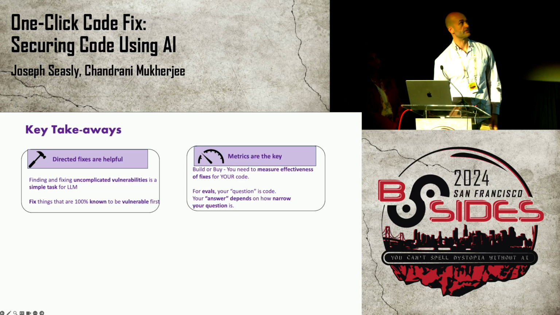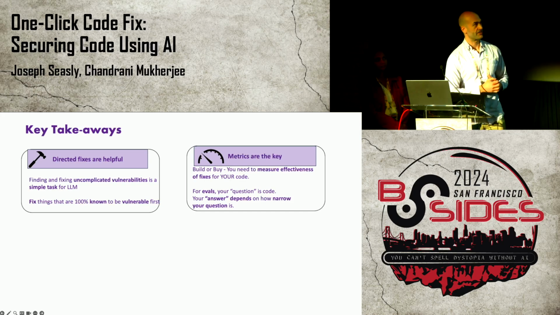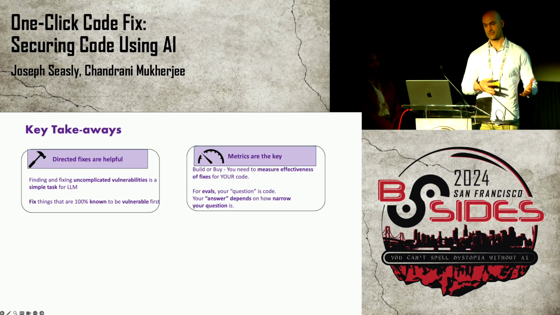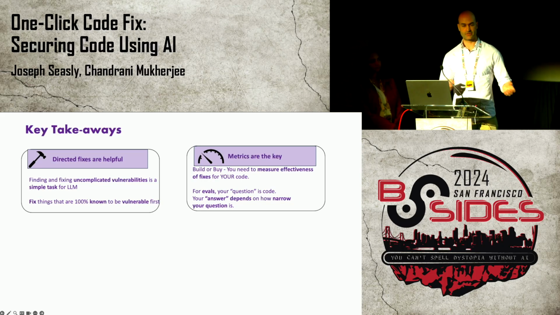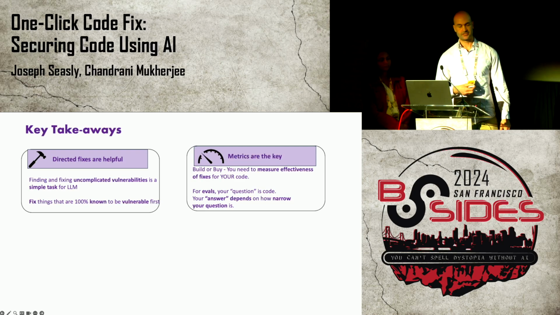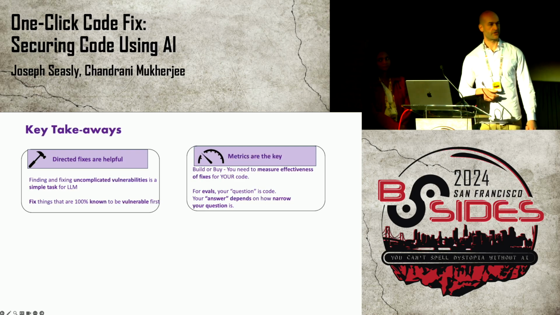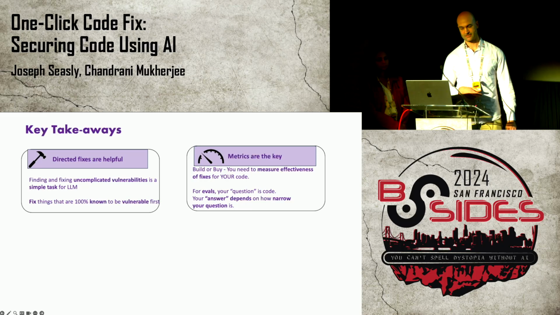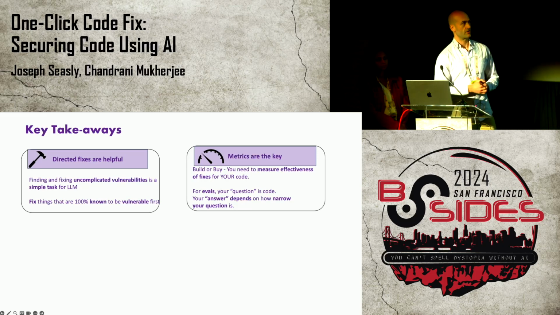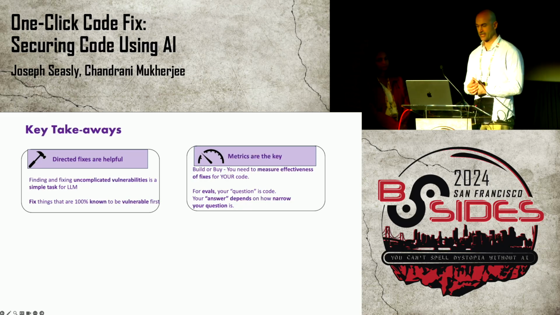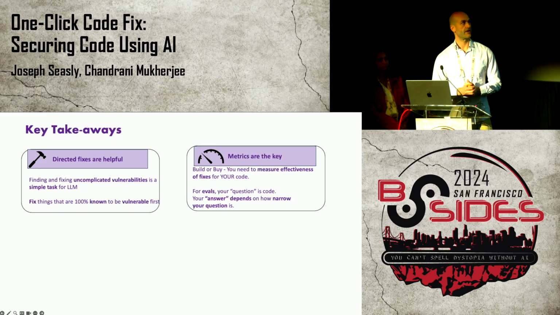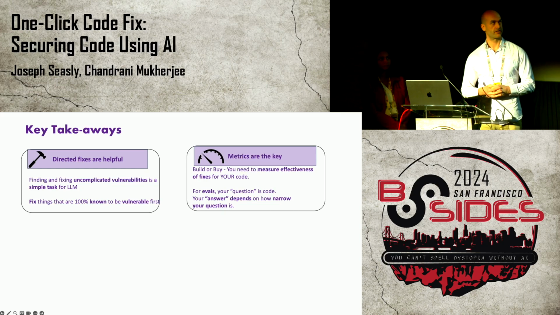Metrics are key. Regardless of whether you build or buy, you want to measure the effectiveness of fixes for your code. Traditionally when you do evals, it's pretty simple. You have a question, you have an answer, and it's pretty easy to think about. But when you're trying to do evals with code, you have to think a little differently because code is not human language. So for evals, your question is your code and your fix is the answer. And your answer can depend on how narrow your question is.